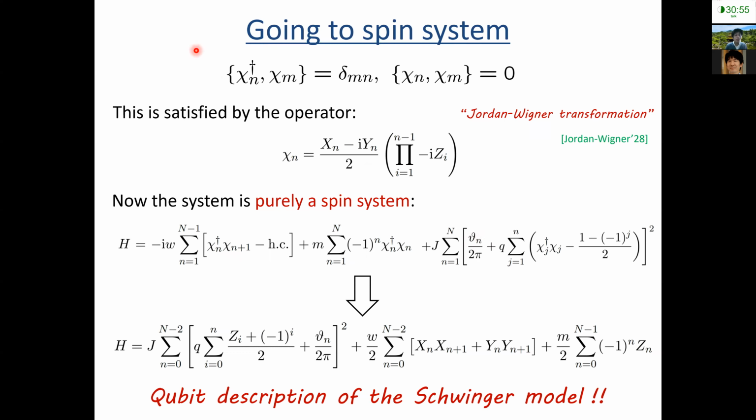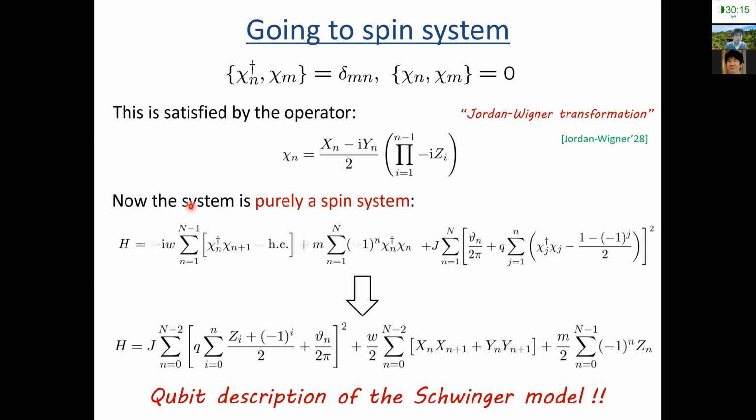Also, I'd like to map the theory to a spin system in order to make the connection to qubits clear. There are many ways to do this, and here we use the most traditional way called the Jordan-Wigner transformation. Especially, this is given by this map. Here X, Y, and Z Pauli matrices are put at site n.